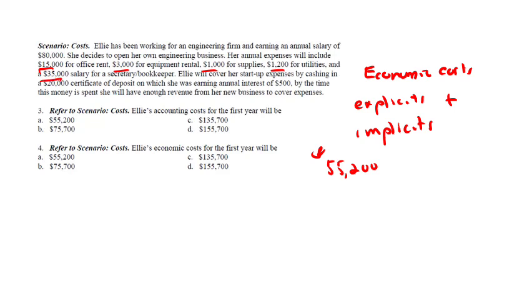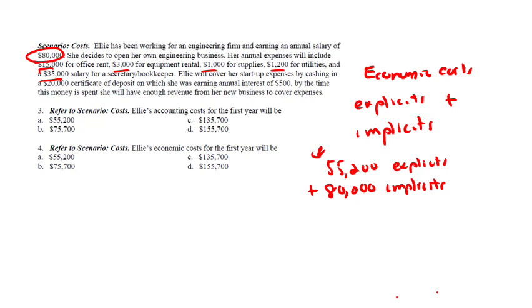But now she has additional costs. One, she has an opportunity cost because she gave up $80,000 in annual salary from an engineering firm. So that is an implicit cost, and we'll put this implicit, all right, because it's an opportunity cost of her labor. This is an explicit cost because it's an outlay.